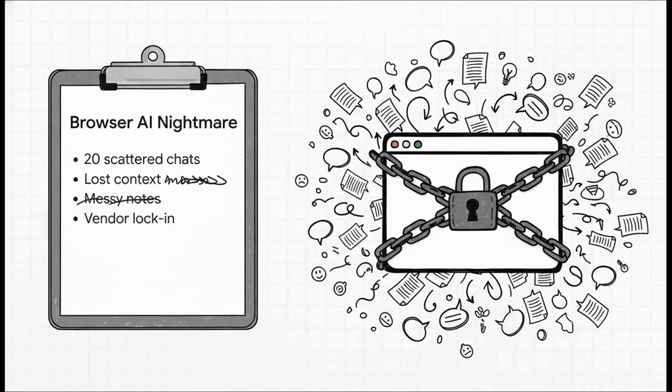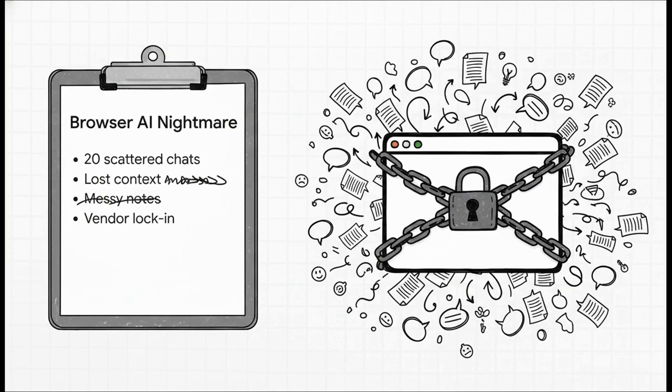And that leads us straight into what I like to call the browser AI nightmare. Because when you lose that context, what do you actually do? You start opening up brand new chat sessions. Suddenly, your project is scattered across like 20 different tabs. You've got ChatGPT open, maybe you've got Claude open on the side to fact-check ChatGPT, throw Gemini in there too.